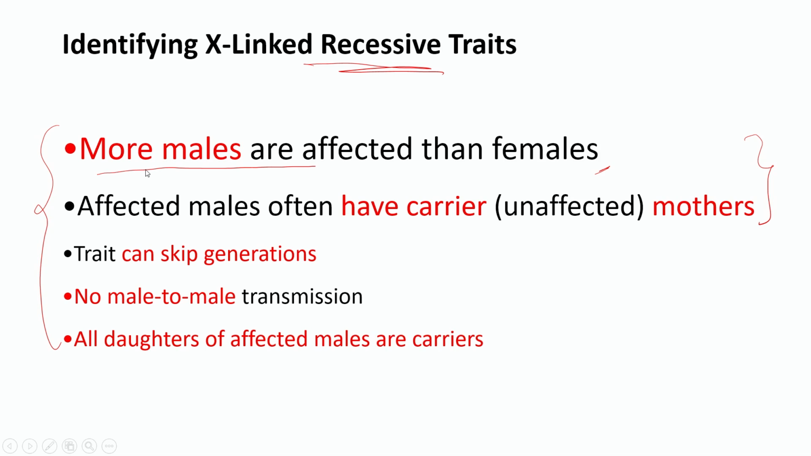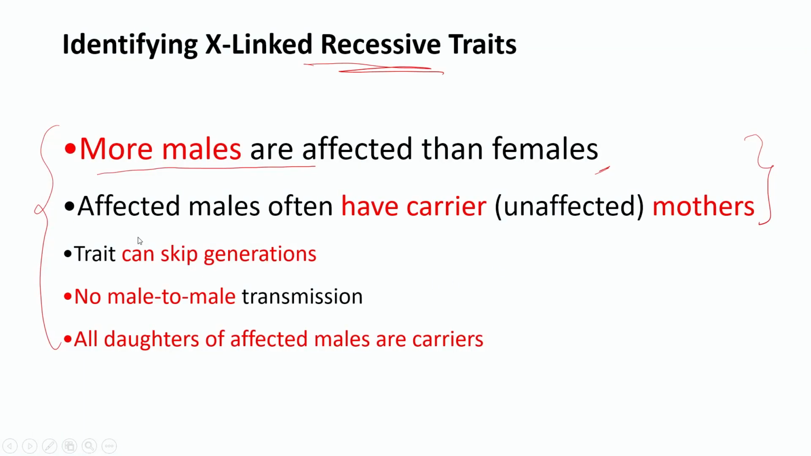Whereas in the autosomal disorders, the male and female inheritance pattern was not affected; you would see an equal number of males and females mostly in those cases. But in this case, you will see more males are affected. You also see that affected males often have carrier mothers. Carrier mothers, because they have two X chromosomes, are not affected themselves, but they are the ones transferring that character to the next generation.